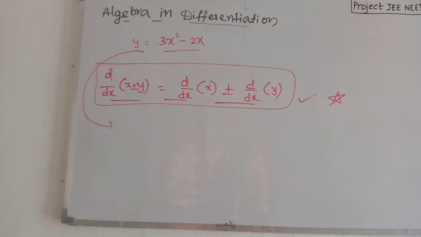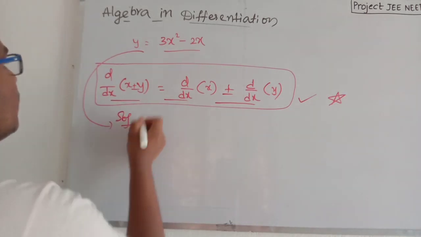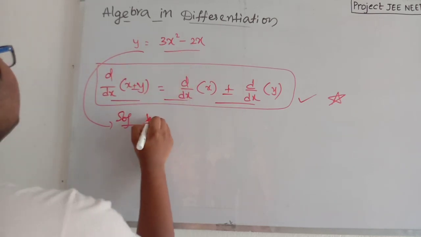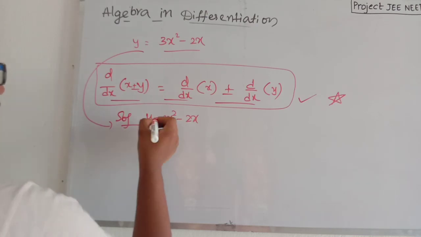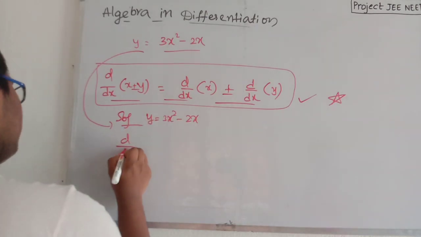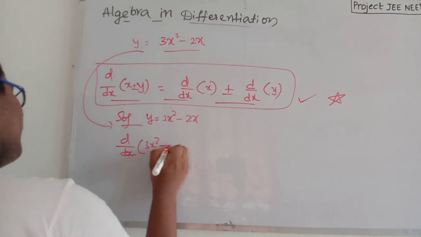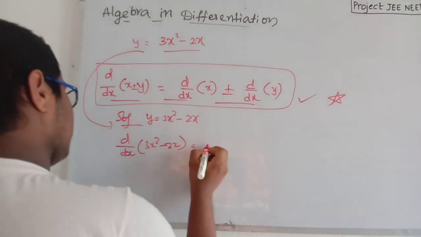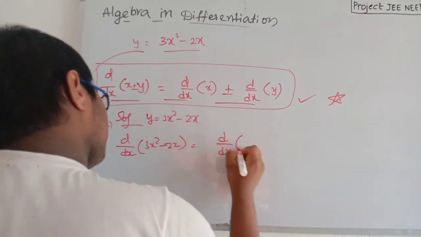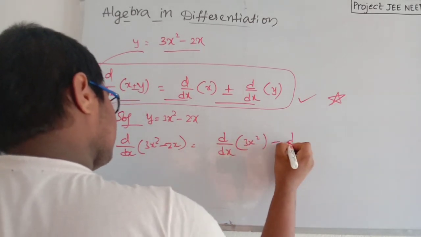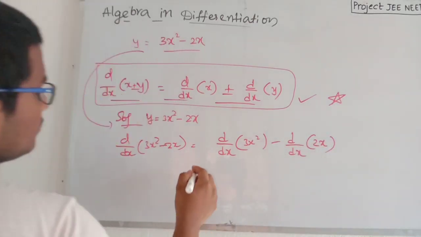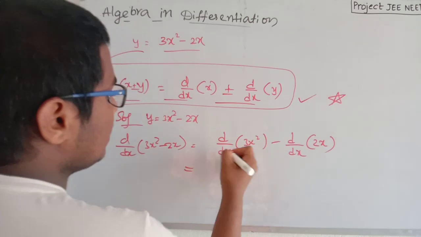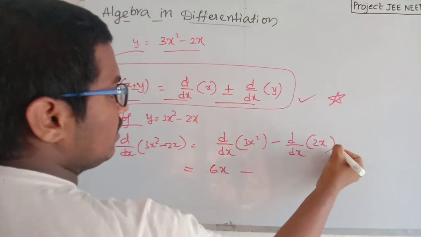Okay, I hope you all tried the problem. Let's find the solution. According to this formula, y is equal to 3x square minus 2x will have the derivative d by dx of 3x square minus 2x, which is d by dx of 3x square minus d by dx of 2x. The derivative of 3x square is actually 6x, minus 2.